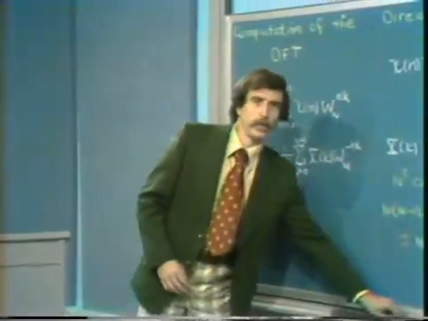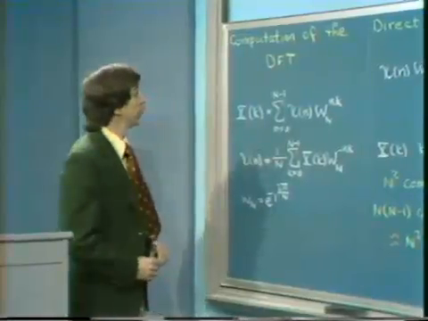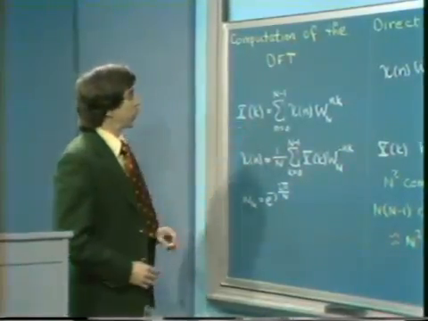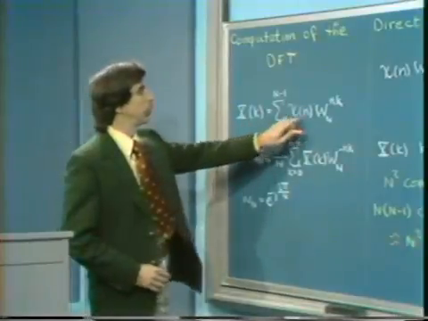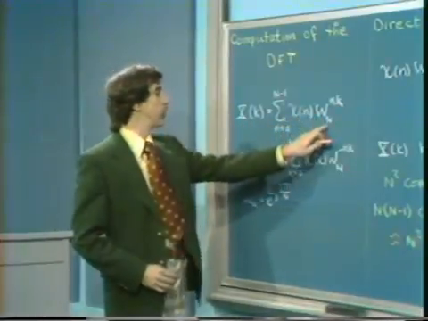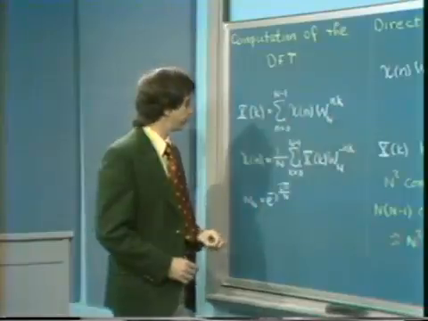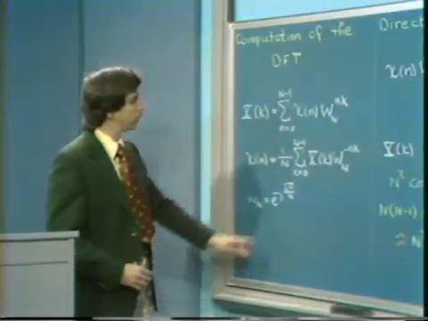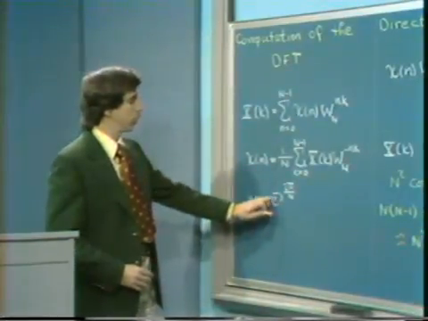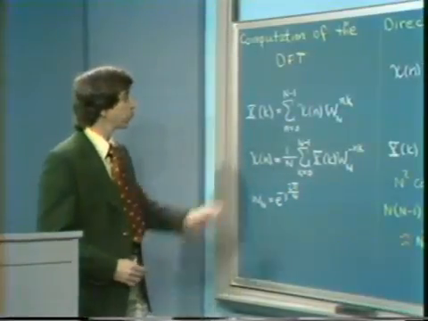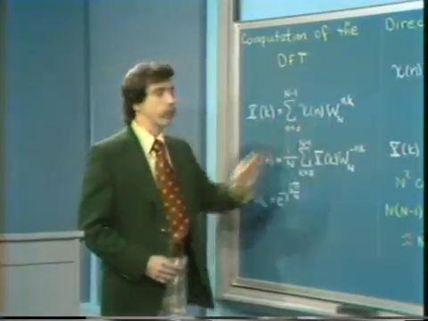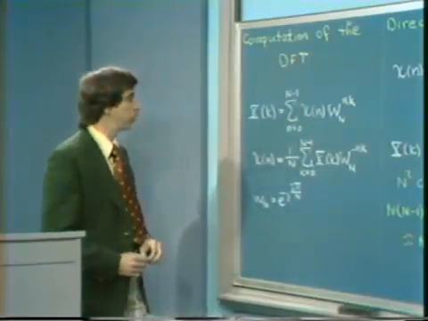Well, let's look specifically at what's involved in the computation of the discrete Fourier transform. The discrete Fourier transform, as we know, is given by the sum of x sub n times W sub N to the nk, where W sub N is the complex exponential e to the minus j 2 pi over capital N. So it is this expression that we want to compute.